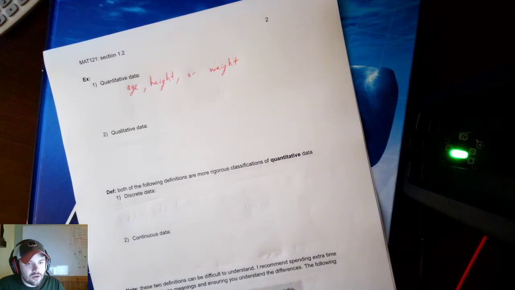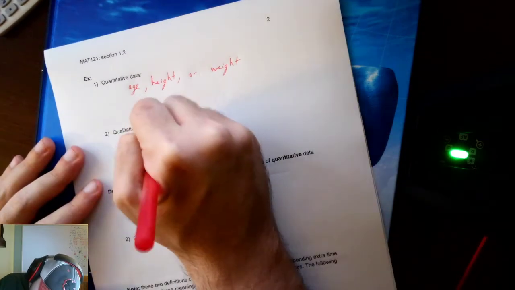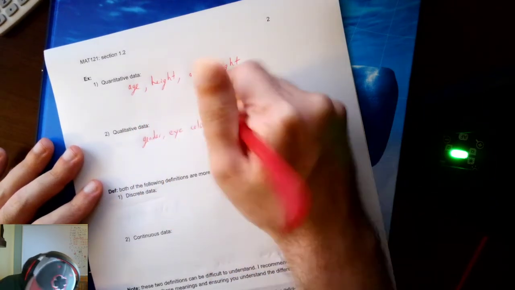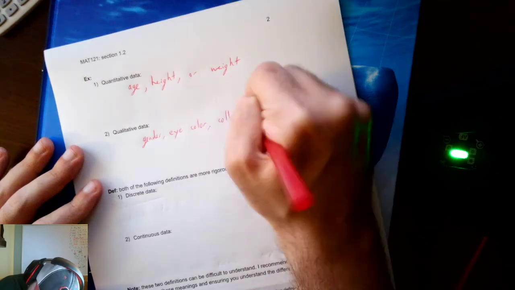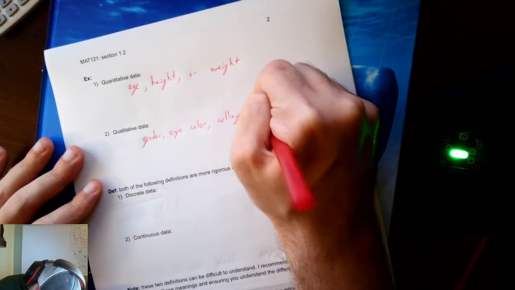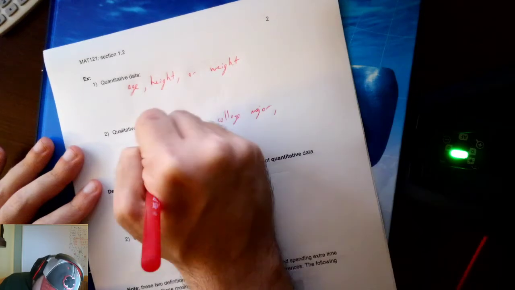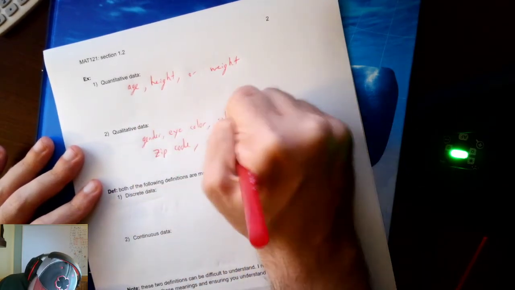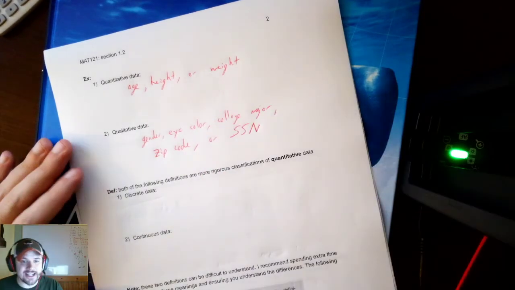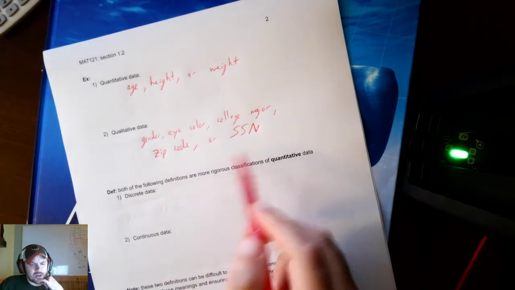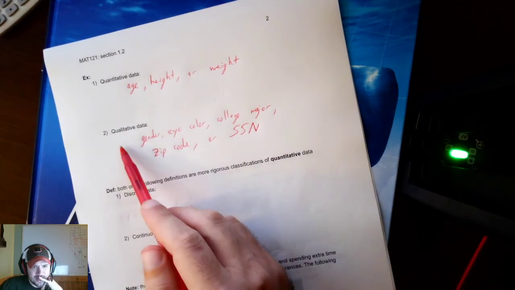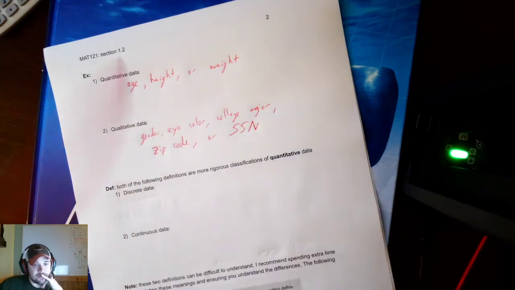Now, qualitative data. Maybe an example of this would be gender, or eye color, or college major. Or zip code, or social security number, your SSN. Well, then the last two were numbers. How can numbers be qualitative and not quantitative?